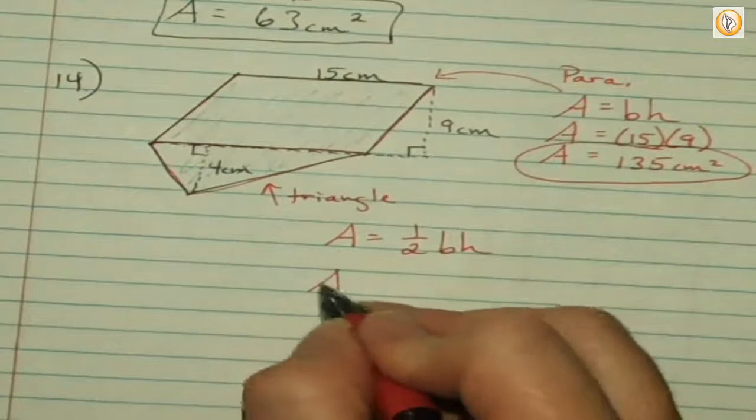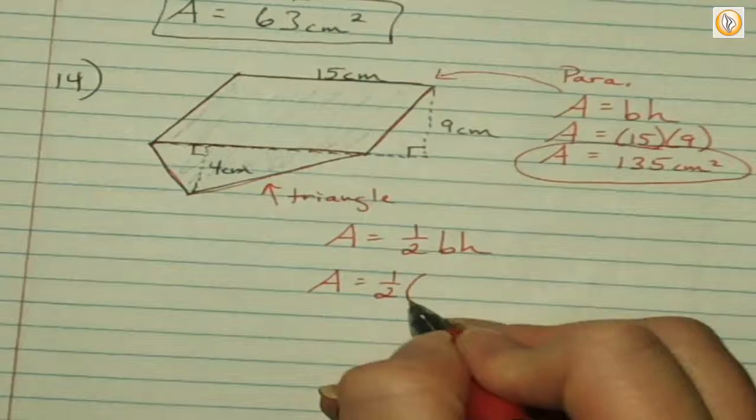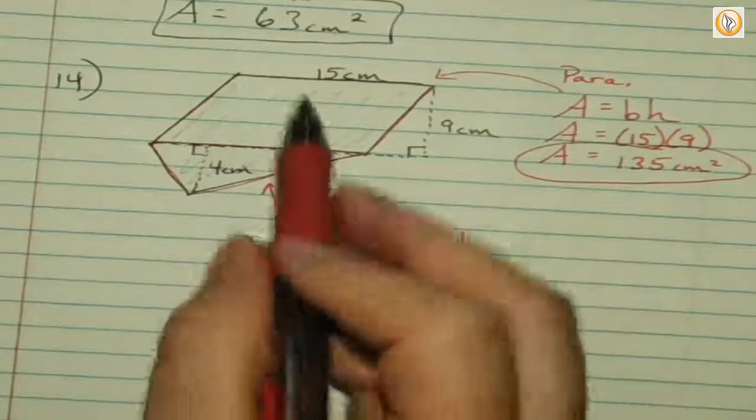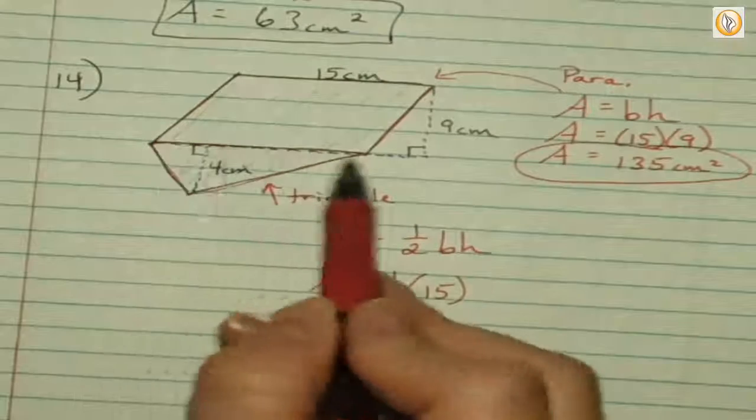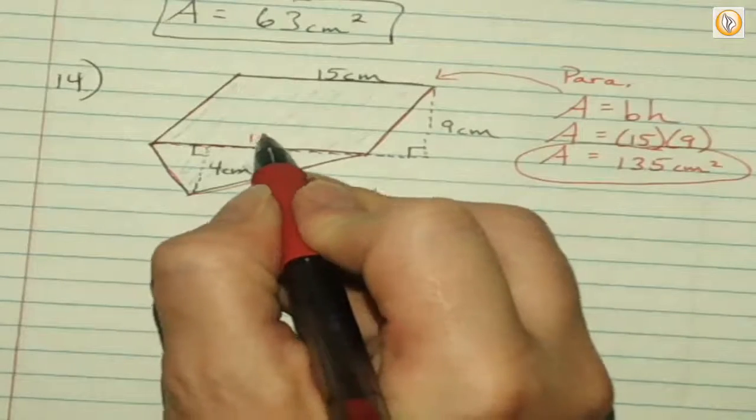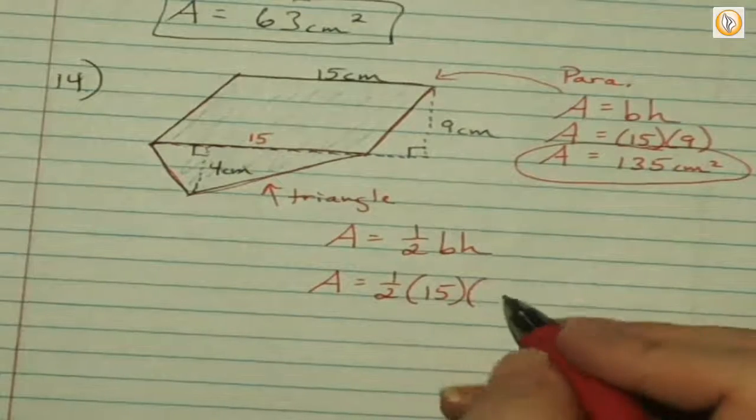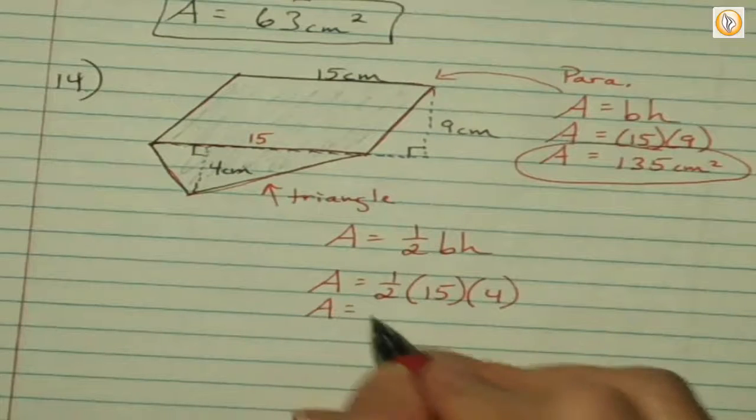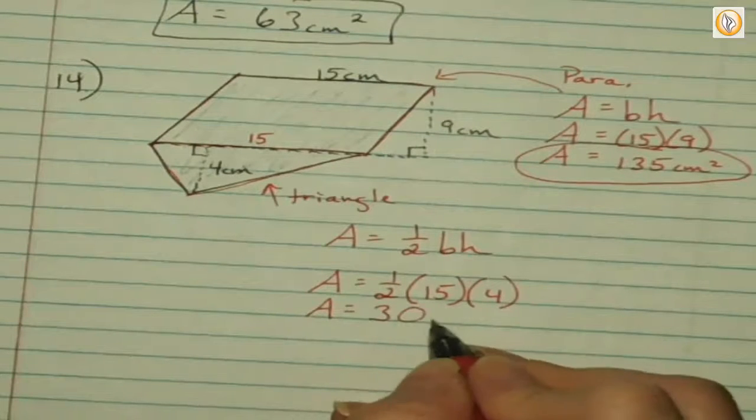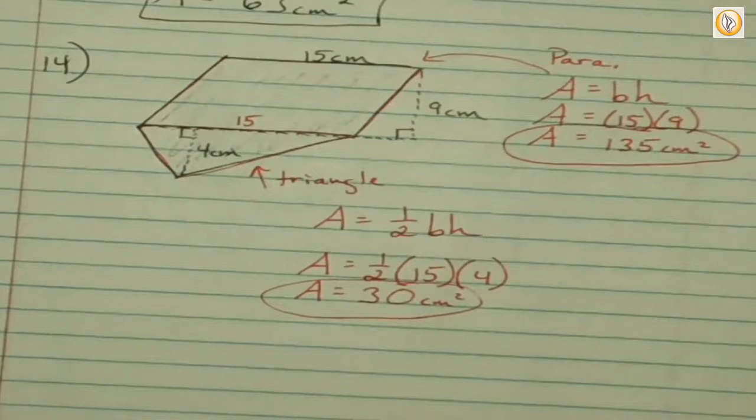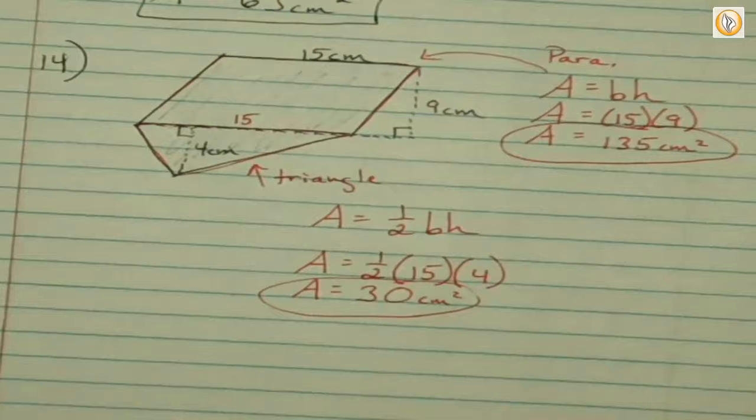Now, what is the base here for the triangle? 15. You're correct. I hope everyone sees that. If this is 15, this is also 15. And what's the height? 4. That's right. And to save on time, you get 30 centimeters squared. I want everyone to see that. Does everyone get what we're doing?